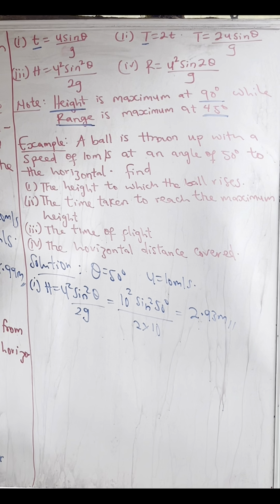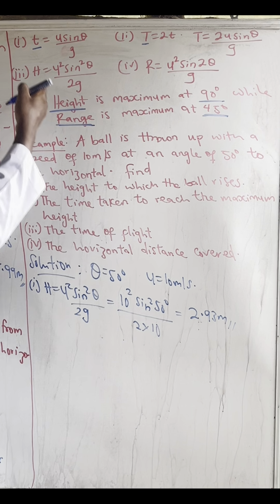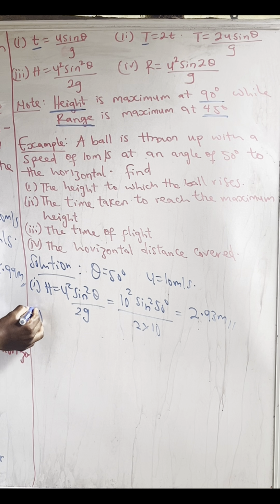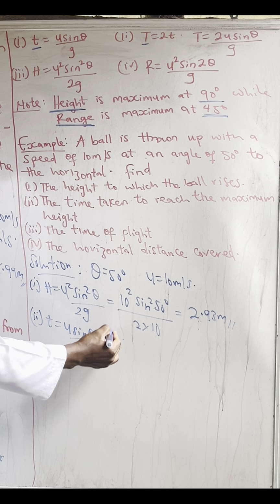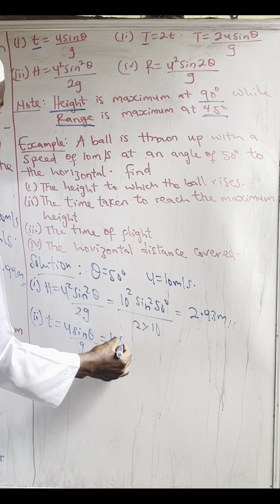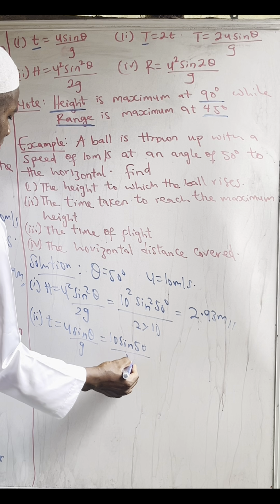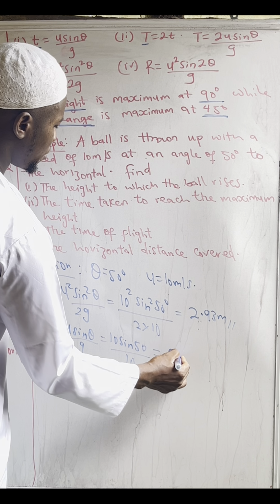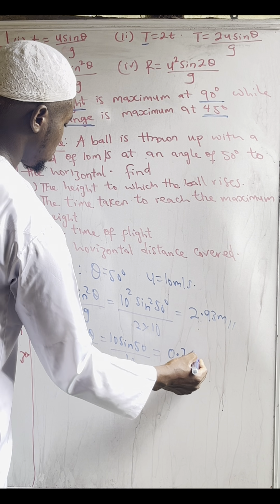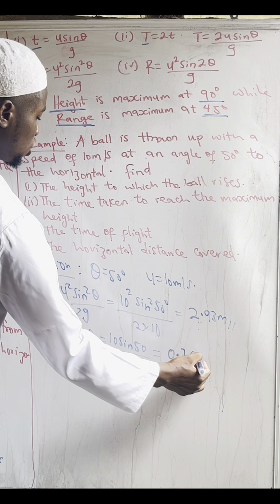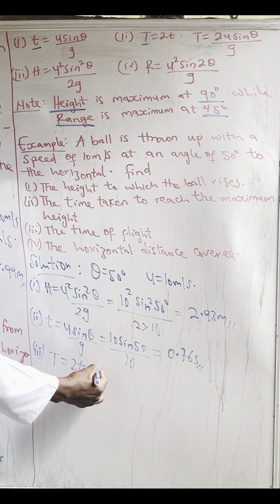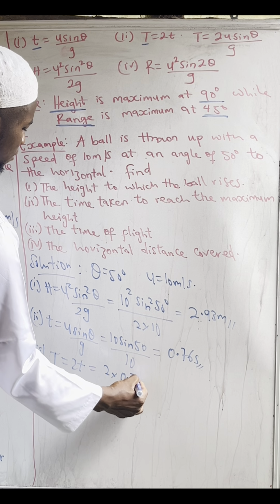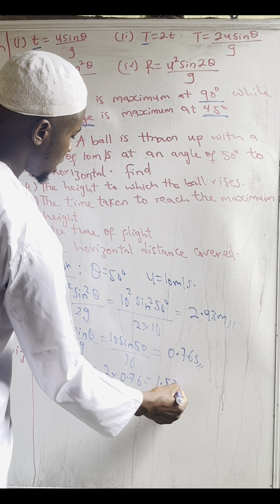Next, the time taken to reach the maximum height, small t, is u sine theta over g, which is 10 sine 50 over 10, giving 0.76. And the unit for that is seconds. And guys, if you want to calculate the time of flight, that is capital T, that would be 2t. 2 times 0.76, you're going to get 1.53 seconds.